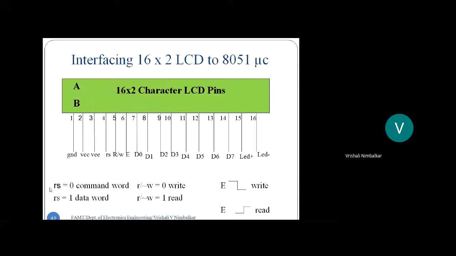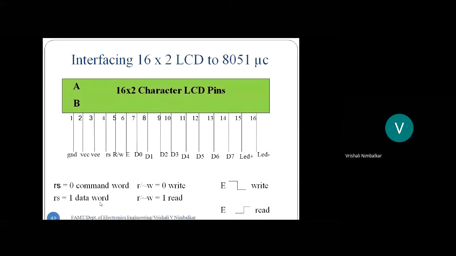So when the microcontroller places logic 0 on RS, the register select, it means the microcontroller is sending a command word to the LCD. When RS is 1, it means the microcontroller has placed the ASCII code, that is the data word, to display on the LCD.